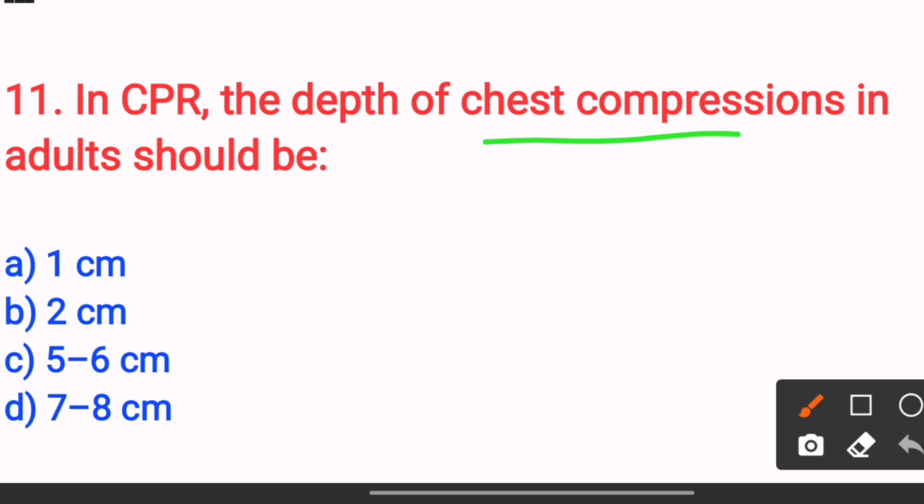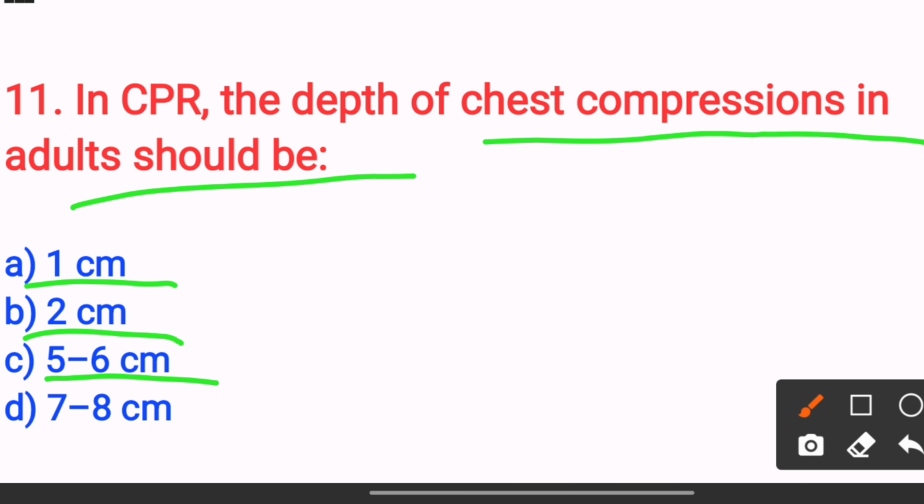Next, in CPR, depth of chest compression in an adult should be option A 1 centimeter, option B 2 centimeters, option C 5 to 6 centimeters, option D 7 to 8 centimeters. The answer is option C 5 to 6 centimeters.